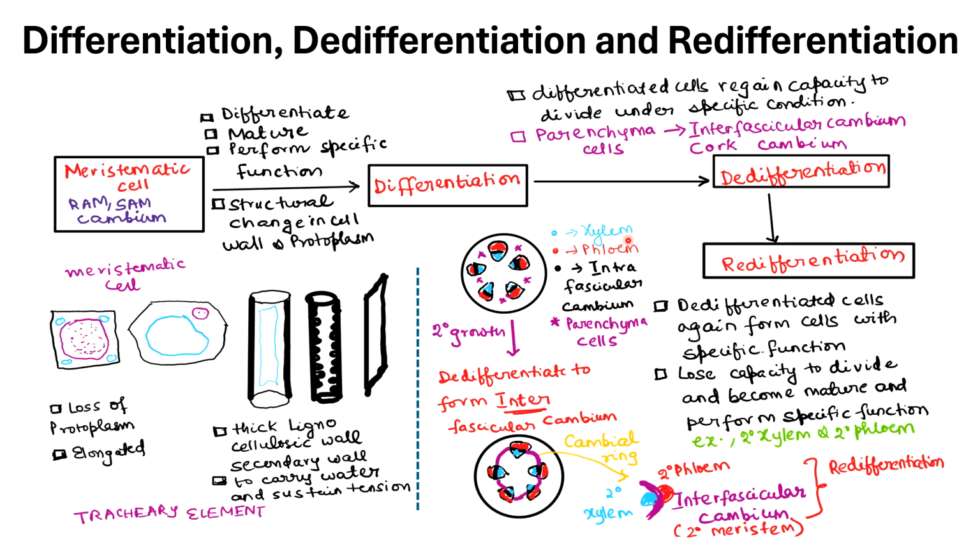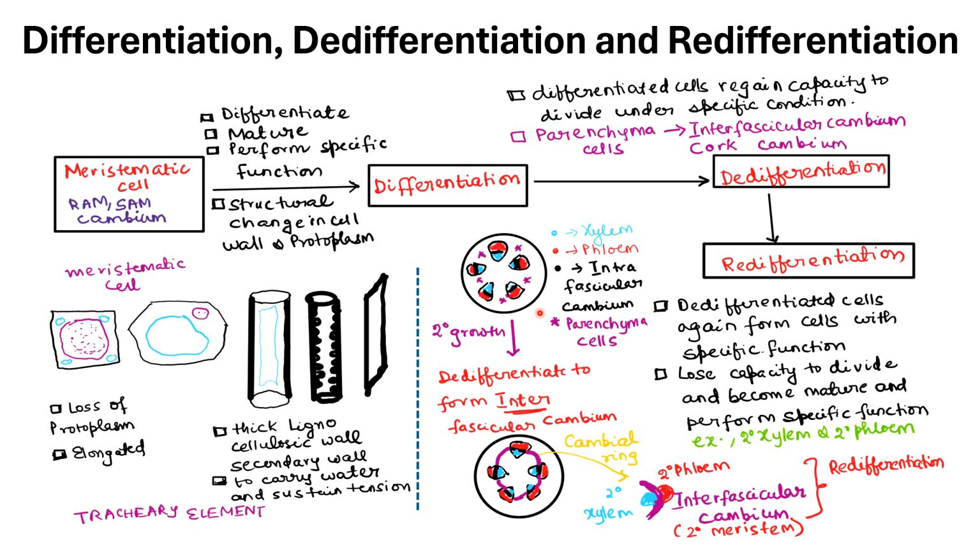So where does it exactly happen? It takes place in the formation of interfascicular cambium and the cork cambium. How it takes place, let us have a look. So see, this is a cross section of the plant. This is the xylem. The blue ones are the xylem, the red one to the outside is the phloem, and in between the xylem and phloem we have the intrafascicular cambium. You can see the purple stars I have marked.